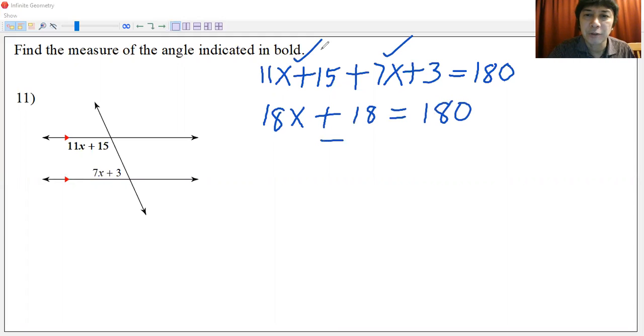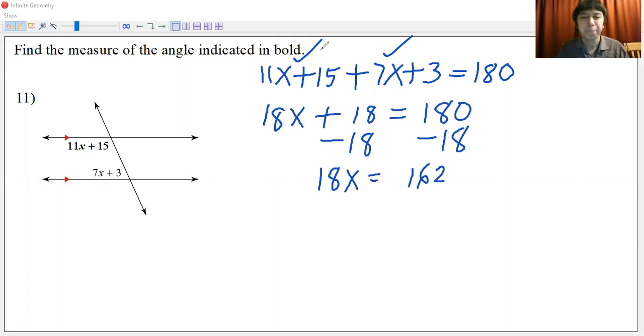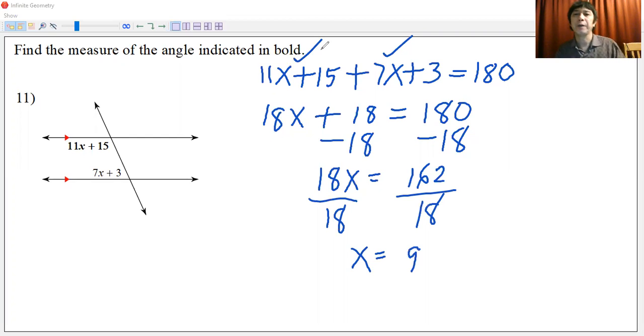Now subtracting the 18, this is 18x. This is equal to 180 minus 18, that's 162. By dividing by 18 on both sides of the equation, x must be about 9. That looks like 9. Yes, x equals 9.